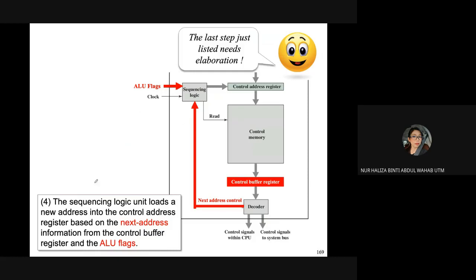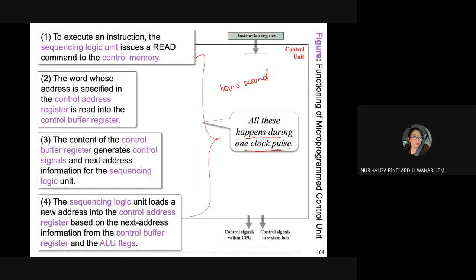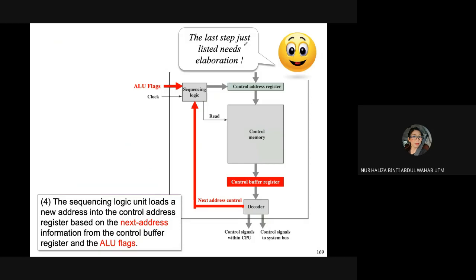So you can see at your last step, which is step number 4, the last step needs an elaboration, which is you need to have the next address from your control buffer register, and you're going to combine it with your ALU flag.